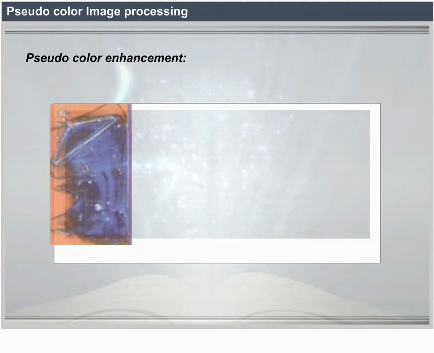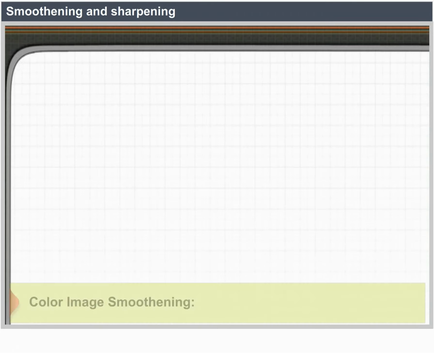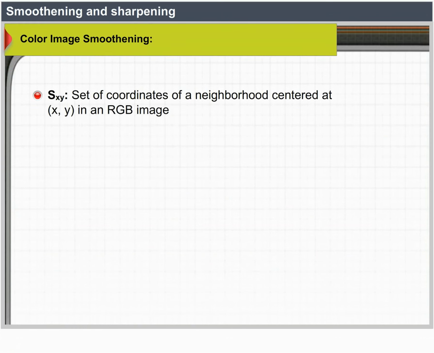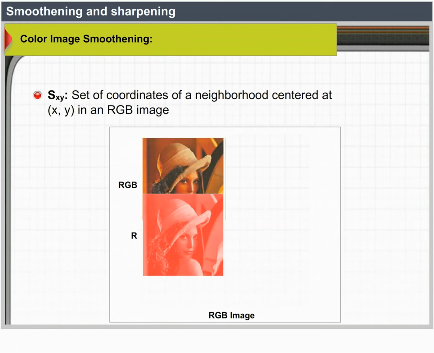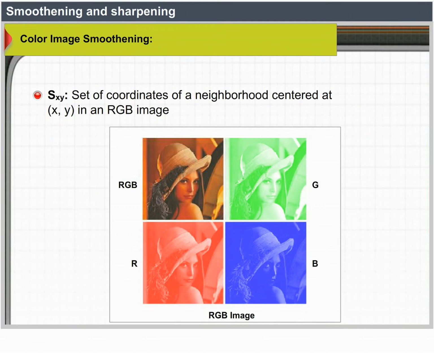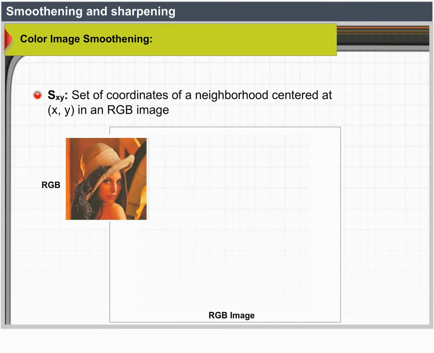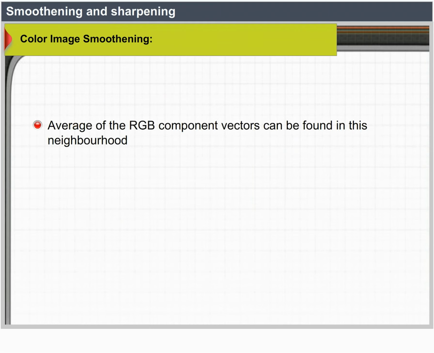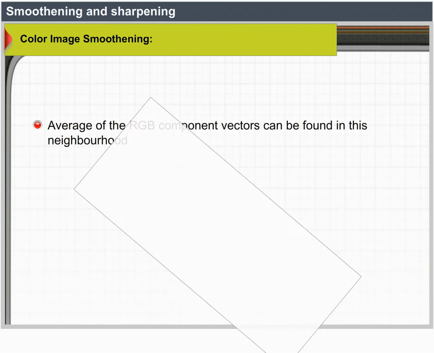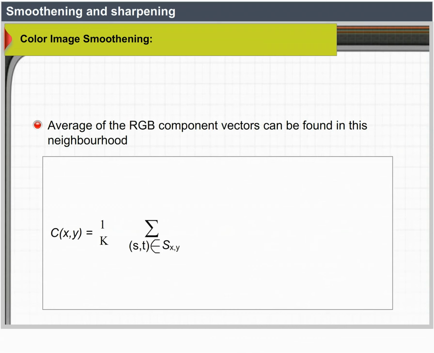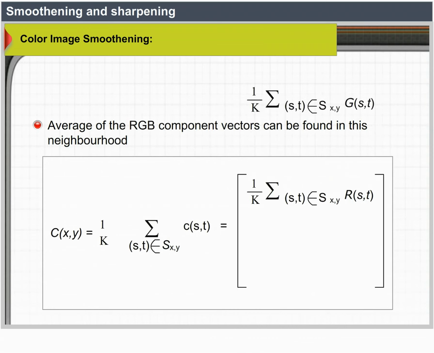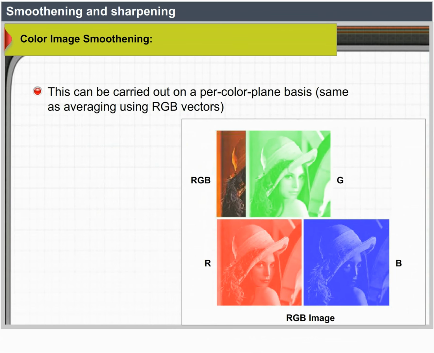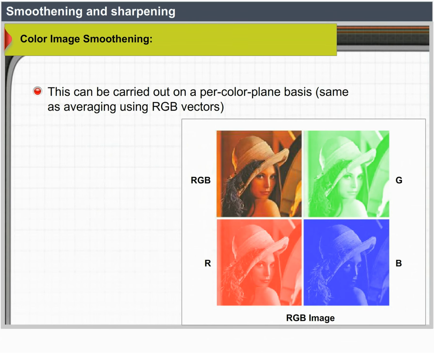Smoothing and sharpening. Color image smoothing. Let Sxy be the set of coordinates of a neighborhood centered at (x,y) in an RGB image. Take the average of the RGB component vectors in this neighborhood. The related matrix is as shown on the screen. This can be carried out on a per color plane basis, the same as averaging using RGB vectors.